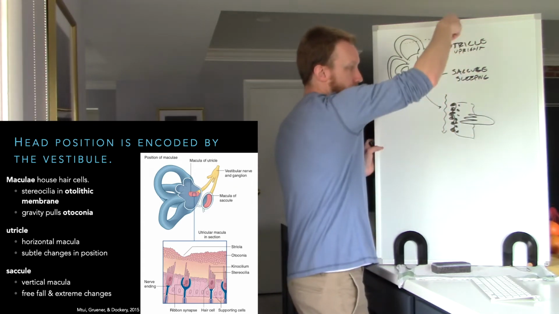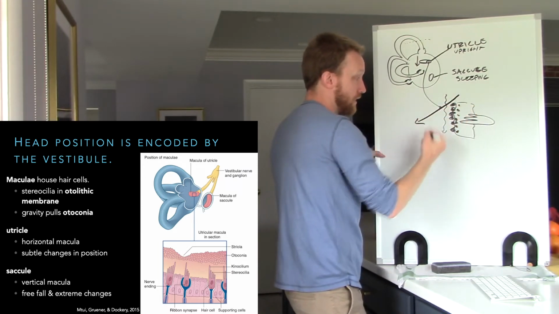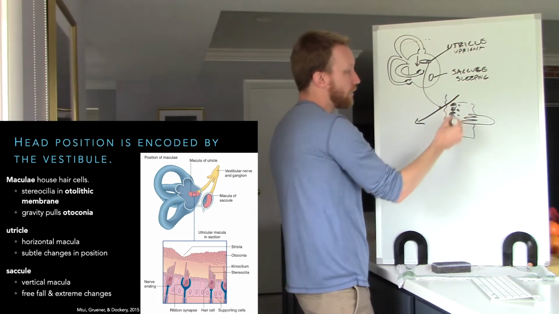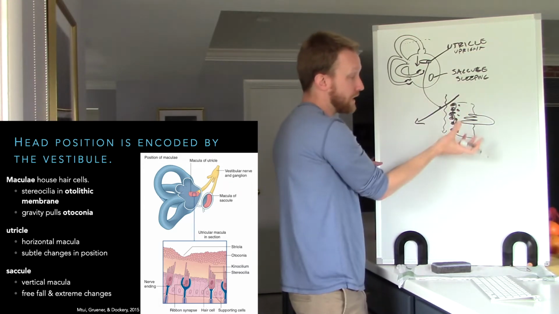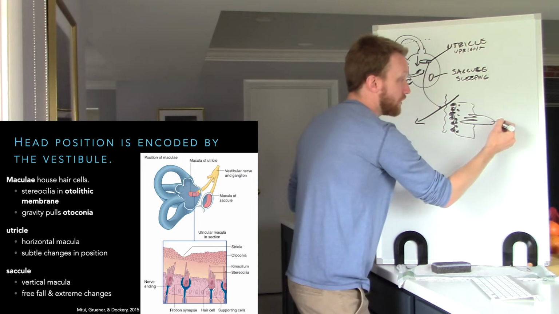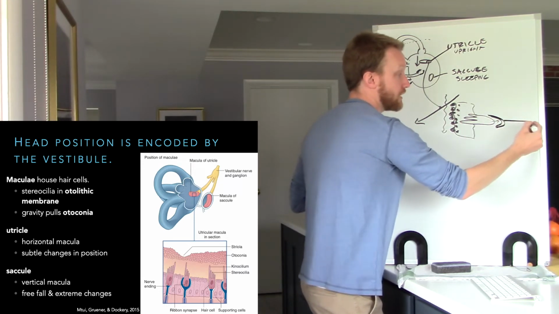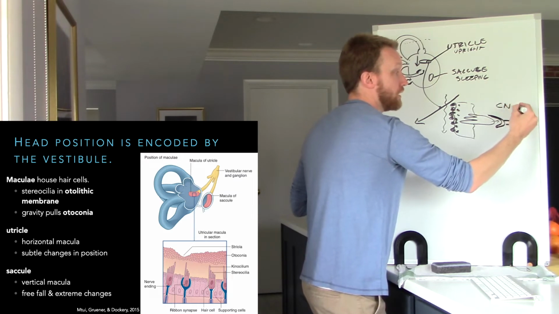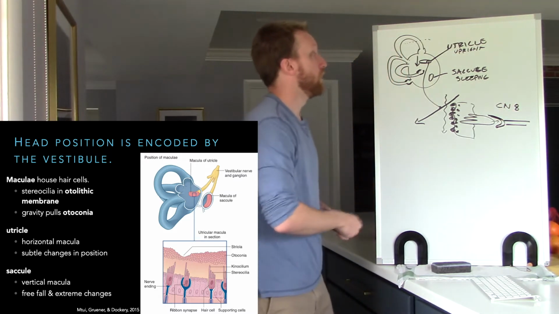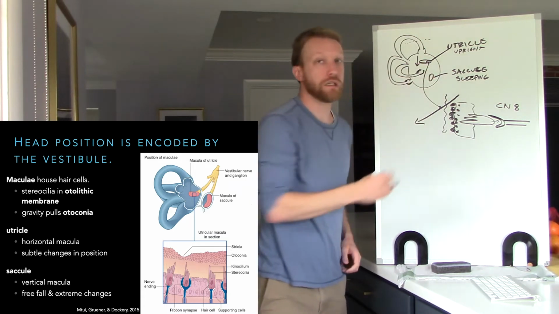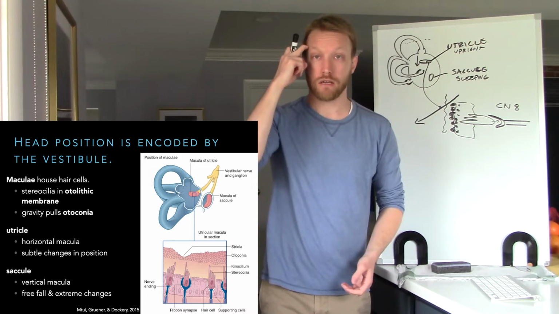So if we don't have gravity pulling straight down, instead we turn our head and now gravity's at this angle, the amount of downward deflection in this vector is going to be reduced. So we're not pulling down as hard, so the amount of neurotransmitter we're releasing would be reduced, and that would translate to a change in the 8th cranial nerve. So for the macula here, just think, what's the angle of gravity? And that's how we can tell the angle of our head.